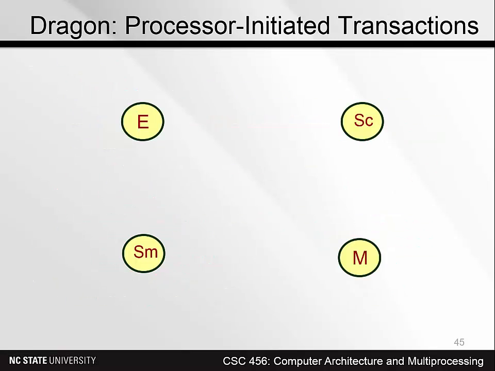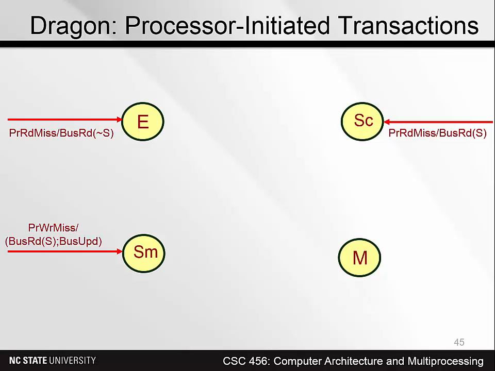Here are the four states in the diagram for processor-initiated transactions. When a processor read miss occurs and the line is not shared, it transitions into state E. When a processor read miss occurs and the line is shared, it transitions into state SC. When a processor write miss occurs and the line is shared, it transitions into state SM. This is because the referencing processor is the last one to have written the block. When a processor write miss occurs and the line is not shared, it transitions into state M.